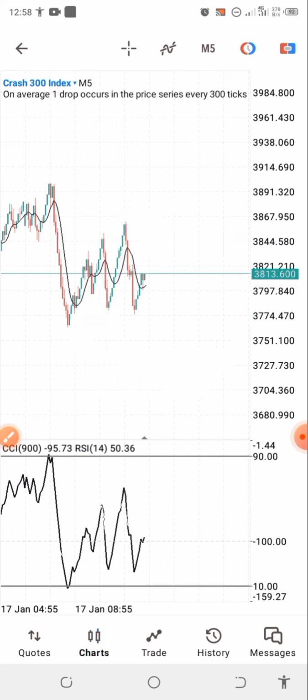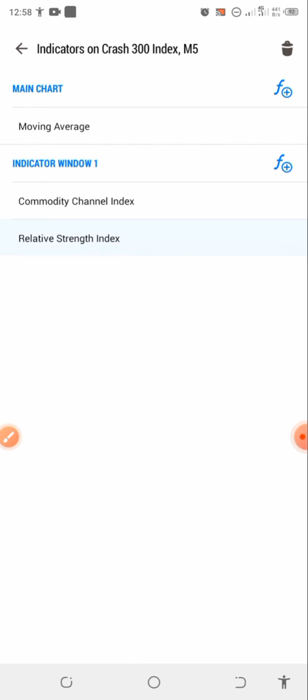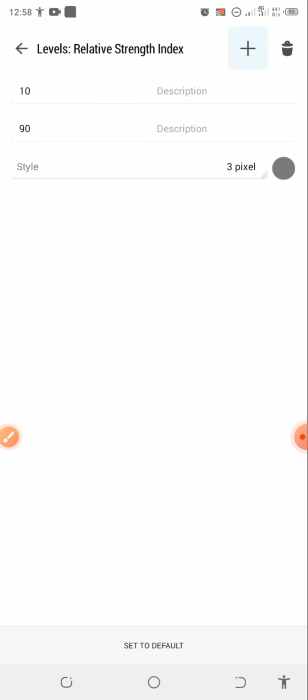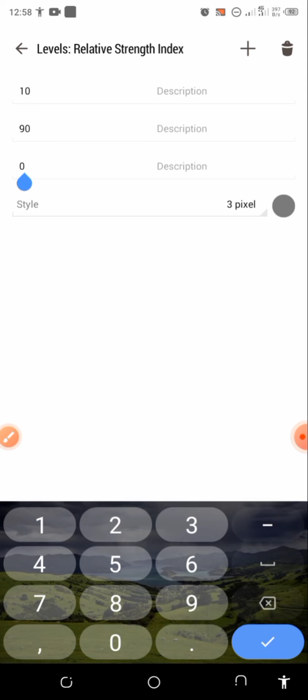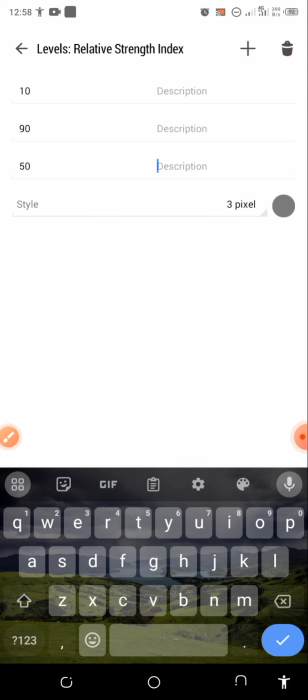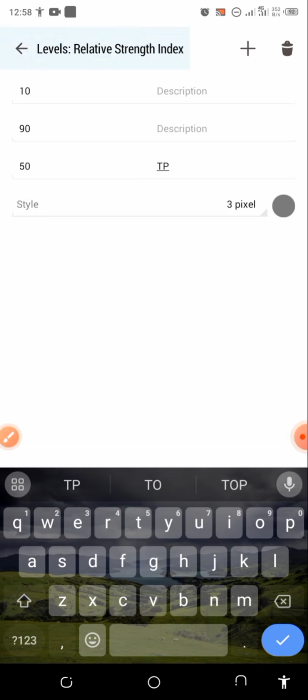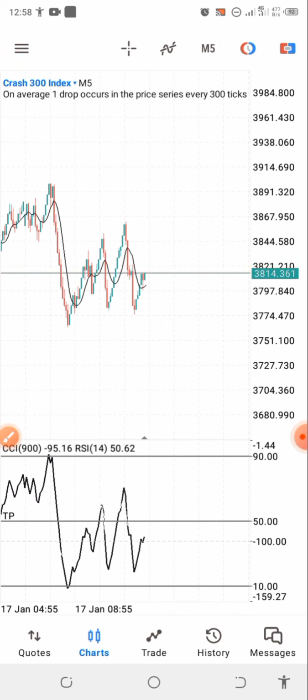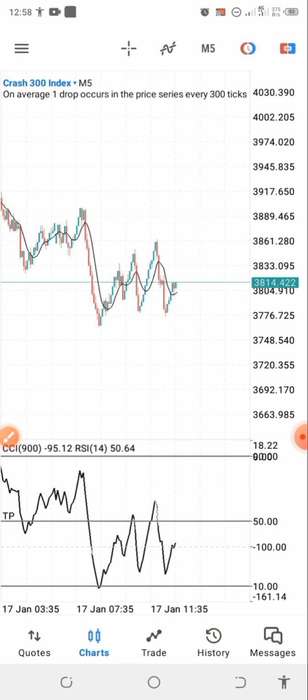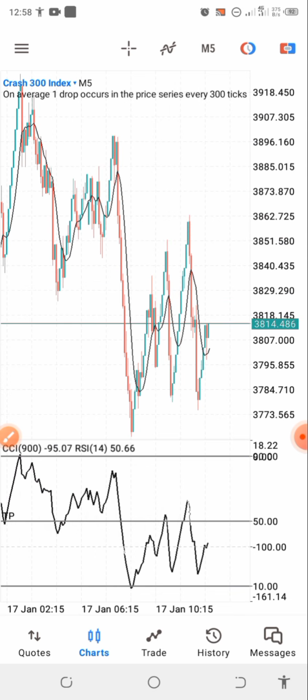Now remember, we need to add one more level to this RSI right here. This one is going to be for our TP area, because most people might wonder, if I enter the trade, where am I going to close my positions? And now this is what we need to see right here.